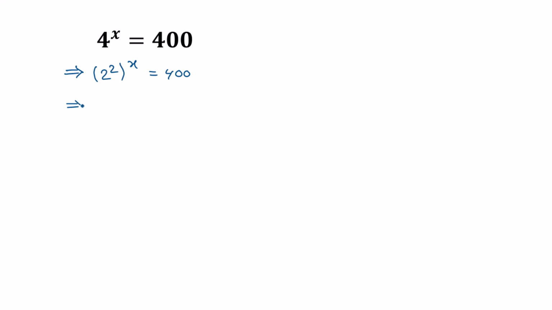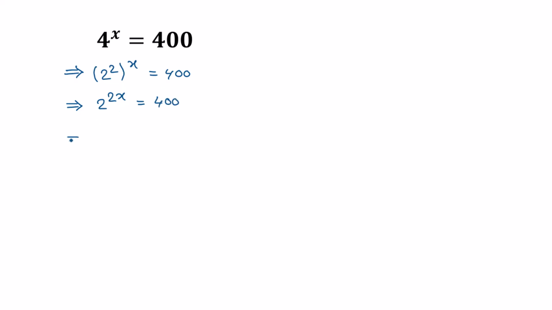According to the exponential formula, a to the power m, whole to the power n, is equal to a to the power m times n. Applying this, we can write the left side as 2 to the power of 2 times x, that is twice x, is equal to 400.